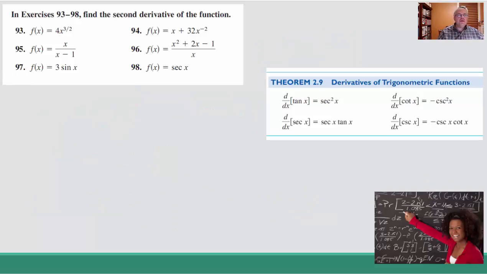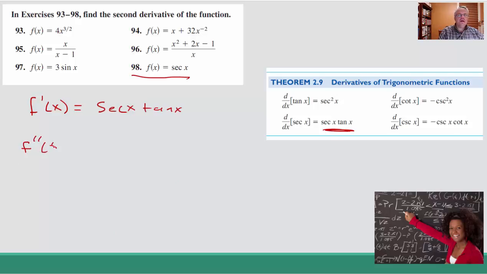All right, the last one of these examples is one involving trig. So I copied the trig table here for our reference, and we want to take the second derivative of secant x. Well, the first derivative is pretty easy. It's in the table there. f prime of x is secant of x times tangent of x. I got that from here. Okay, so the second derivative.